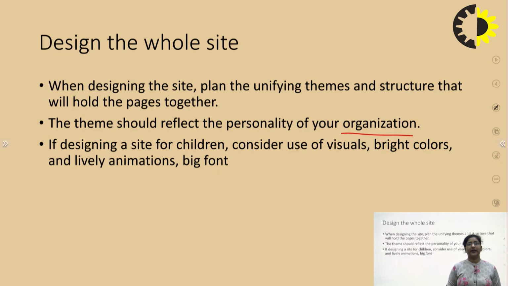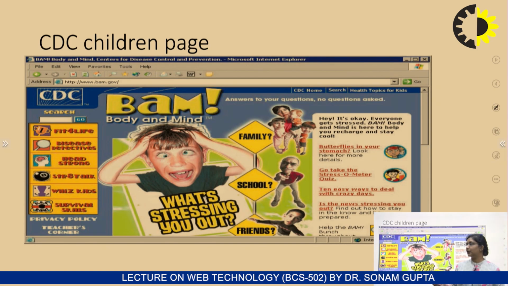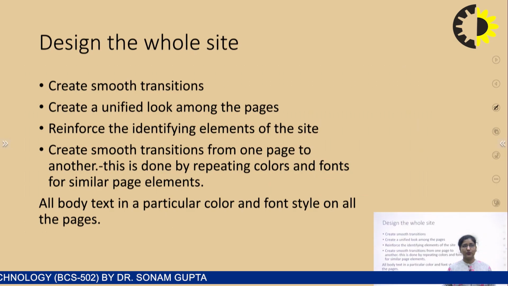If the design is for children, then we should be using various colors, lively animations, big fonts so that the children can be interested in it. Like this is the main page. So here also things are very much clear. Hyperlinks are there, images are very few, font is also clear. This is the children's page that they have developed, because according to the children, font is also big, too many animations have been used, many of the images are also used.